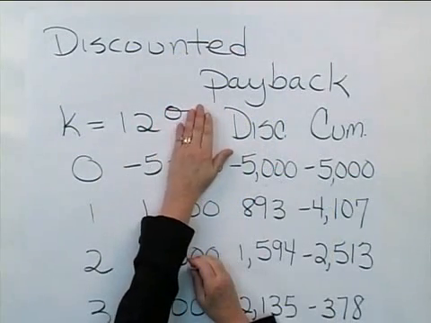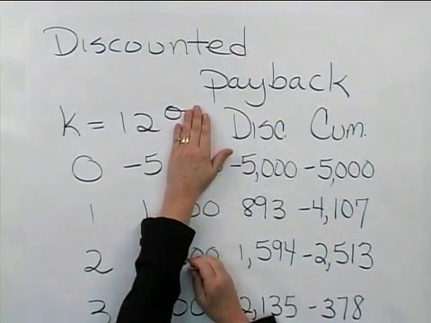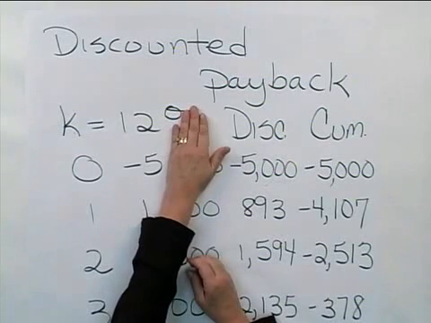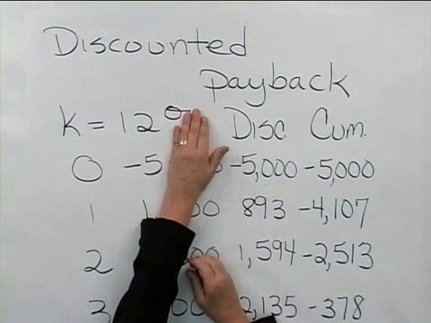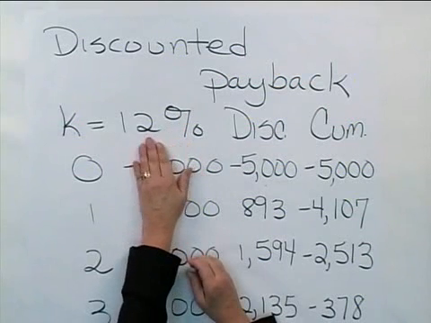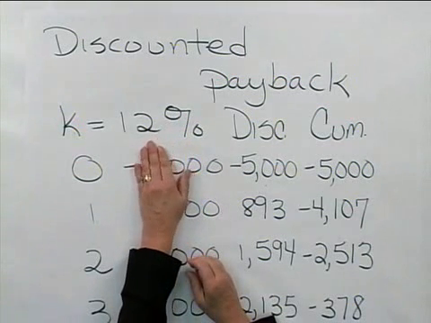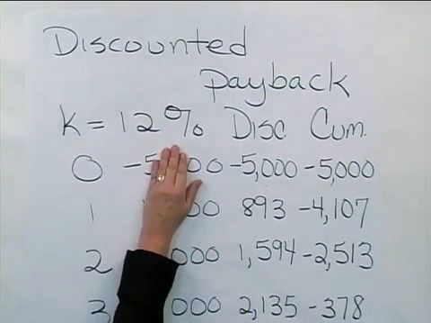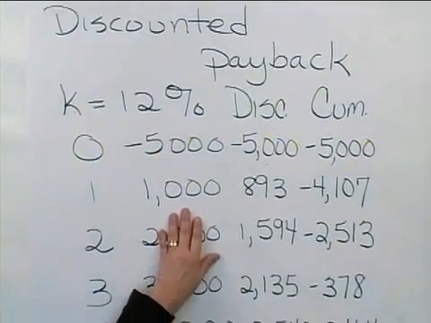Now, the next method that I'd like to talk about is called discounted payback. The proponents of discounted payback say, okay, we recognize that payback doesn't take into account the time value of money, so let's look at discounted payback. Let's take the time value of money into account. And in this particular example, I'm going to use the same cash flows, but assume that there's a 12% discount rate. So we've got the same cash flows.